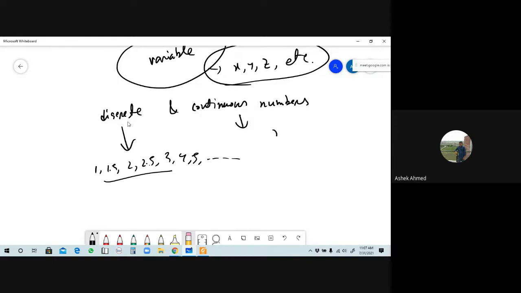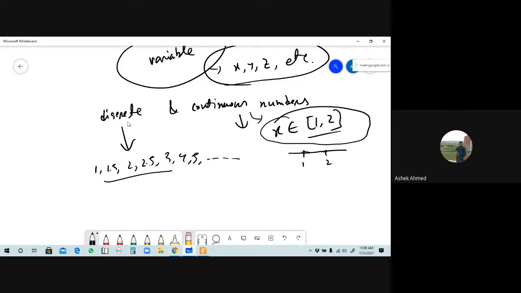But tell me a continuous number. If you take a value x belonging to 1 to 2, can you say how many values or points there are from 1 to 2 here? Infinite. Infinitely many values, because if you draw a real line, if this is 1 and this is 2, there are infinitely many points between them. So when you have a range, and any number in the range can be taken, this will be called here continuous type.